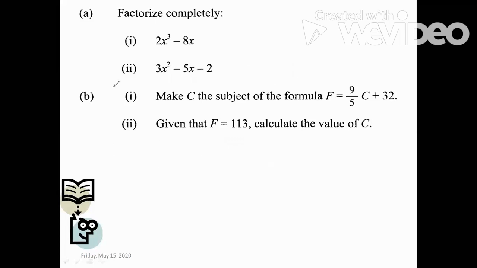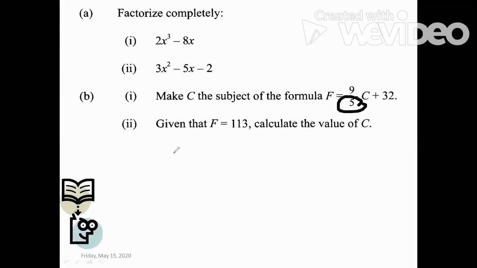All right, let's look at another transposition question. They seem to be coming at us fast. All right, so just make C the subject of the formula. So yet again, this 5 is a problem.